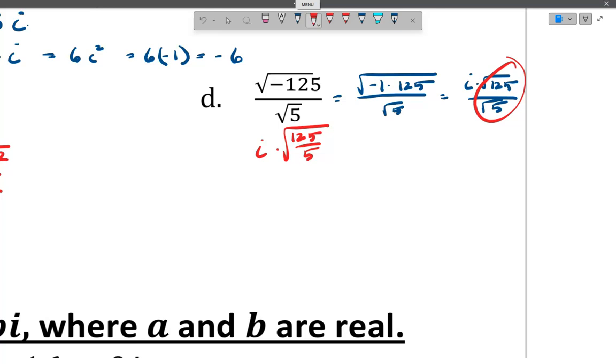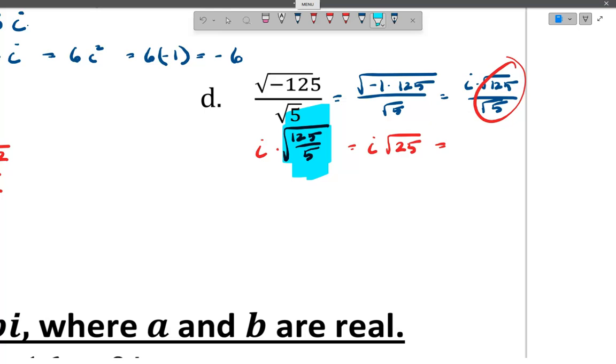Simplify the fraction. What do we get? 25. I radical 25. So we did radical 125. Yep, and that's our quotient rule. I've got a radical divided by a radical. The indexes are the same. So I can write them in one single radical with the numerator and denominator, simplify that fraction, then simplify the radical.